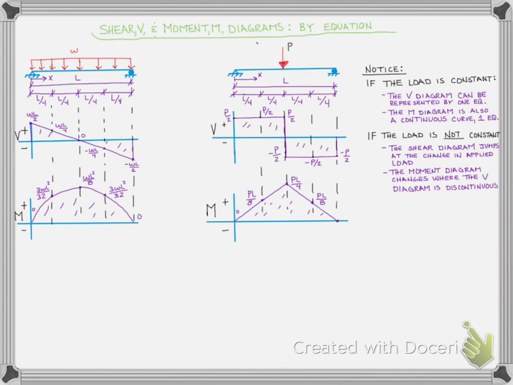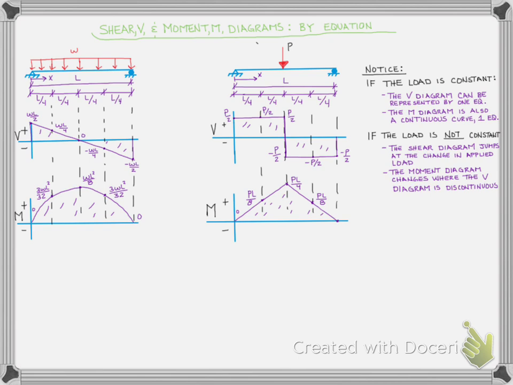If the load is not constant, we can see our shear diagram actually jumps at the change in the implied load. It actually jumps by the magnitude of the applied load because we went from P over 2 to minus P over 2. And the moment diagram also is discontinuous at the same point that the shear diagram is jumping. So we have a constant slope from 0 to PL over 4, but then it changes directions and we would need a new equation for that line.